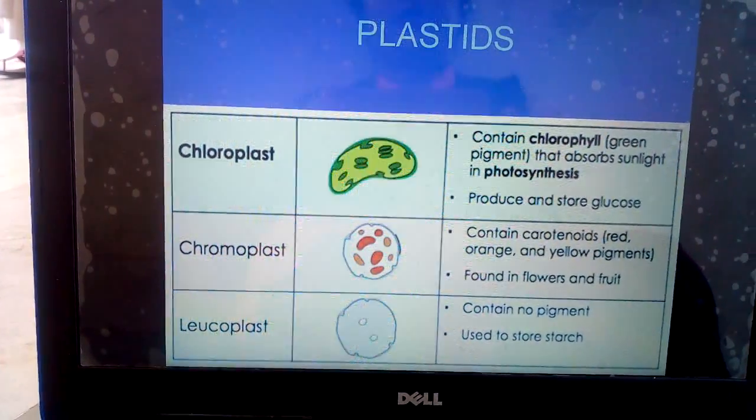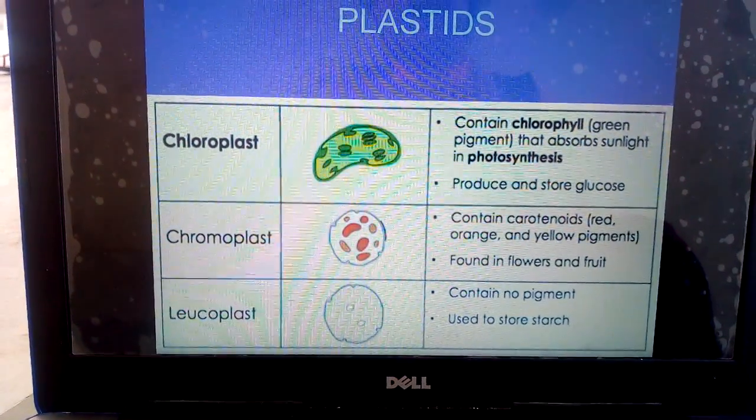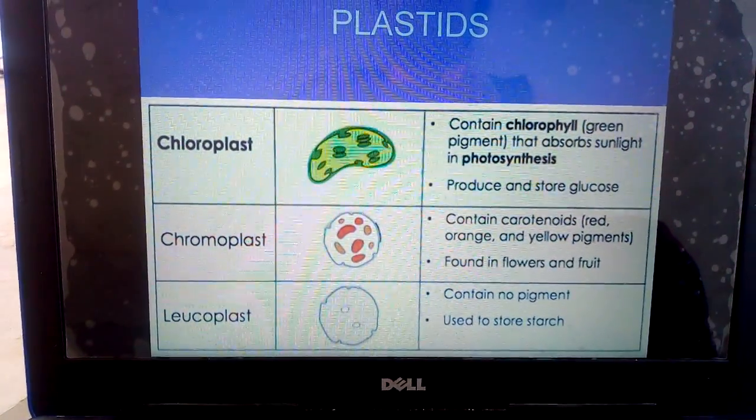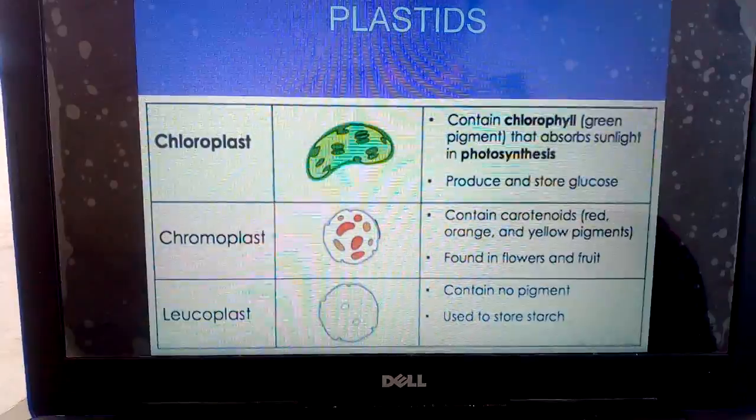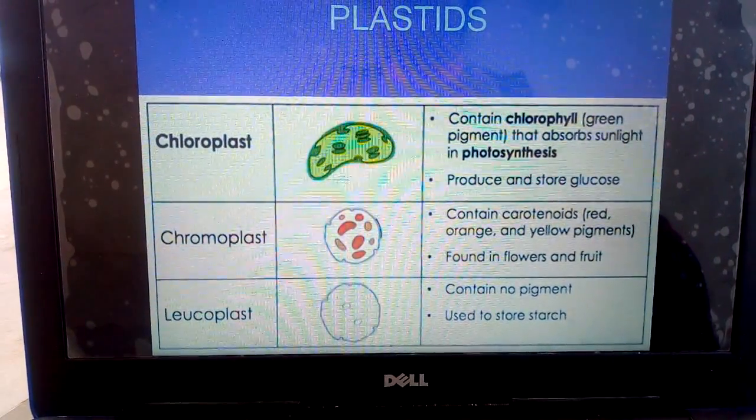So for now, this was all about the cell organelles and the cell. We will study further in detail about the functions and structures of all the cell organelles.